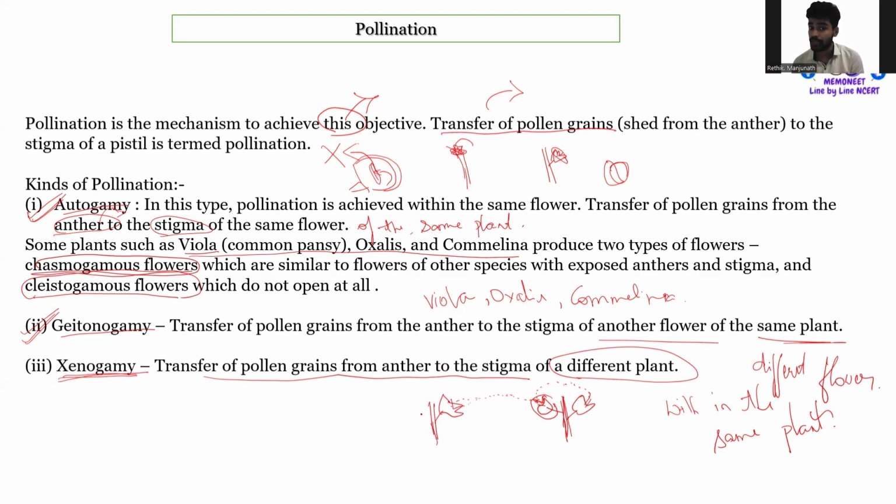In this way, the pollination is happening. Now here we can expect genetic variation also. Basically, it is genetically different pollen grains when compared to this. But still, sometimes crossing over is happening. So that is called xenogamy. I hope you are clear with what is autogamy, geitonogamy, and xenogamy.